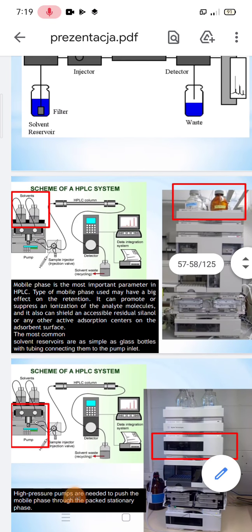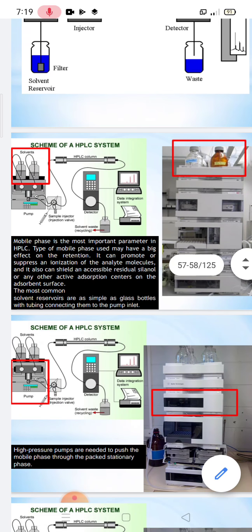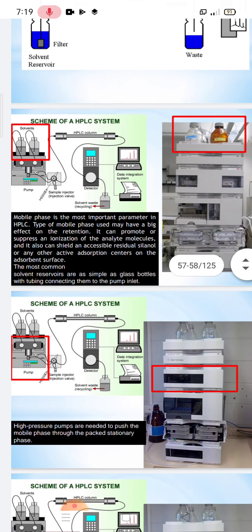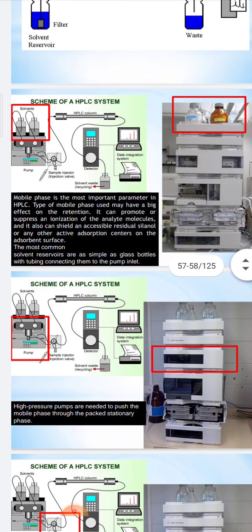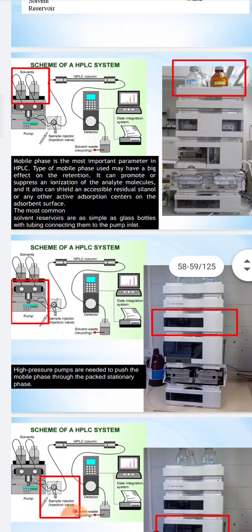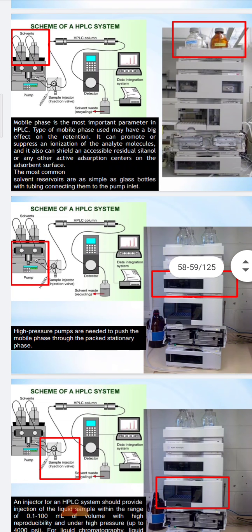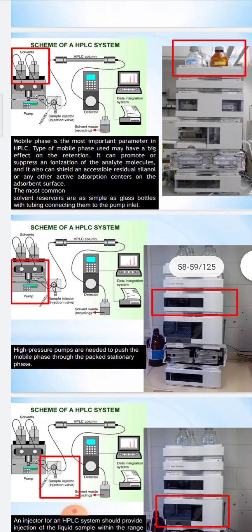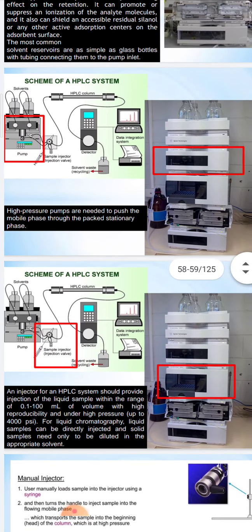Then how are we going to inject this particular sample? The mobile phase is the most important parameter in HPLC. The mobile phase used may have a big effect on retention. It can promote or suppress ionization of the analyte molecule, and it also can shield accessible residual silanol or any other active sites on the solid surface. The most common solvent reservoirs are as simple as glass bottles with a tube connecting them to the pump inlet. Then high pressure pumps are needed to push the mobile phase. This is about the pump.